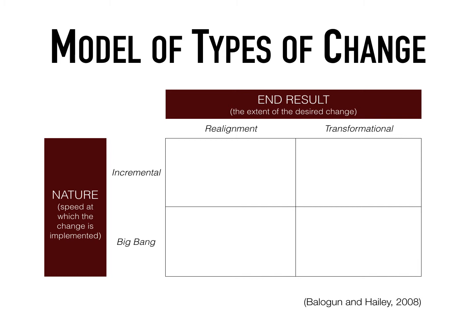The third type of change is called reconstruction. Reconstruction is, again, not a very big change from something that you are currently doing, but it does happen in one go. So it happens all at once.